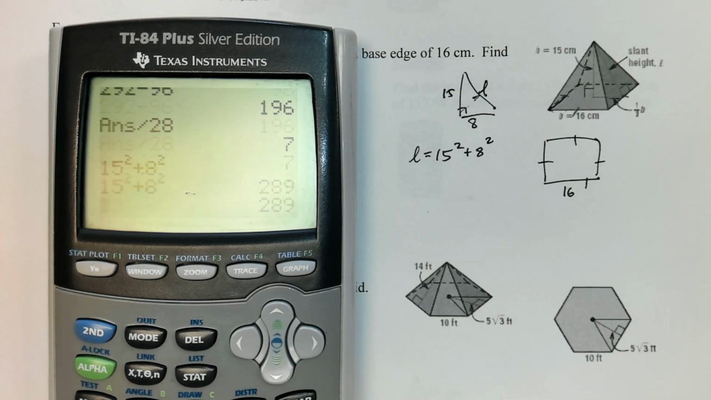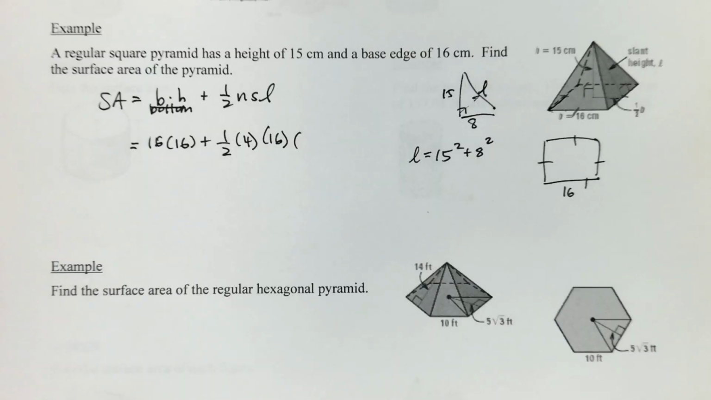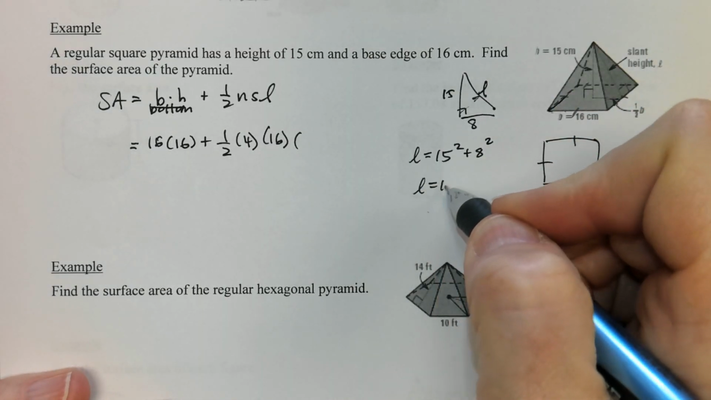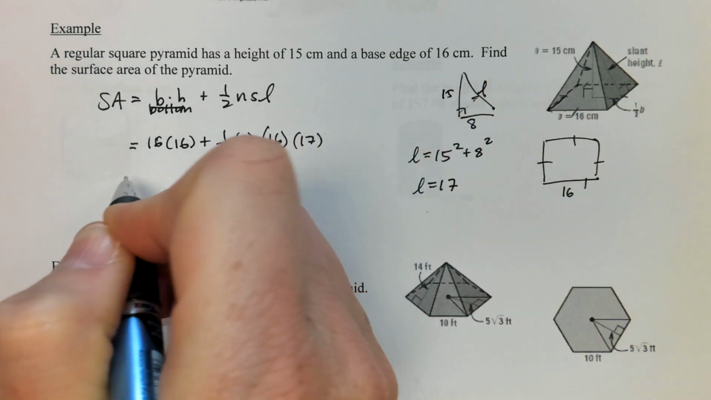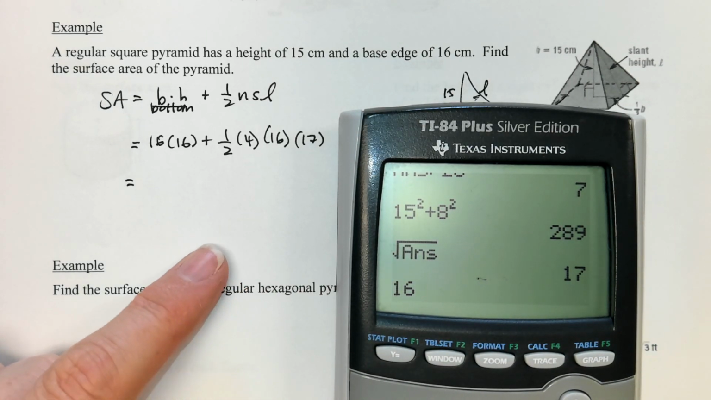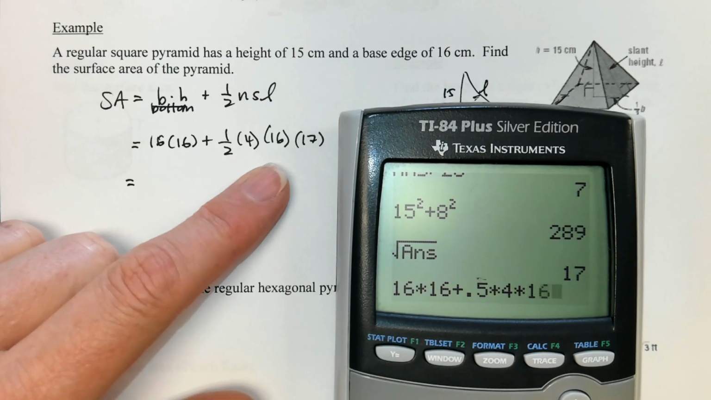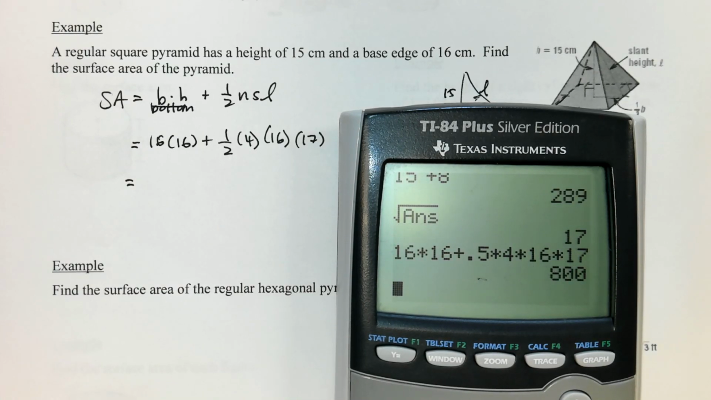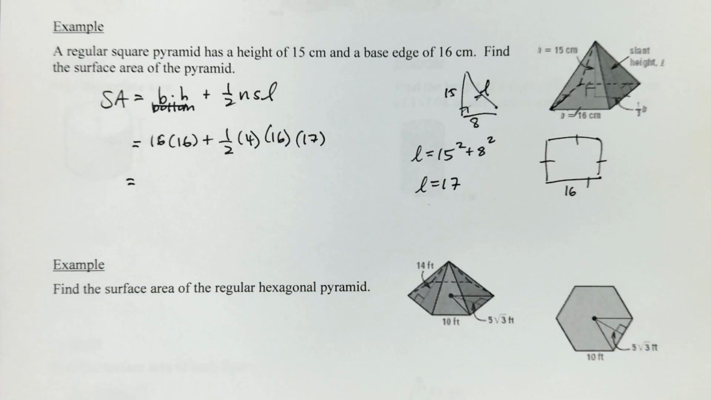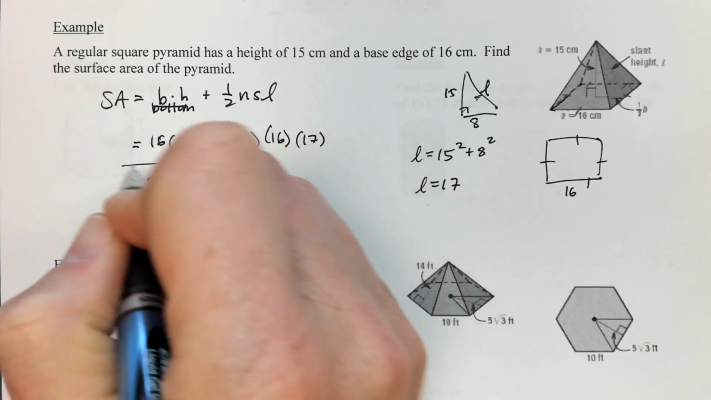Putting those together, I get 289, and then we're going to square root that. So I get 17 is my slant height. So I'm just going to drop that in the formula, and now we're just typing all that in. So it's 16 times 16 plus 0.5 times 4 times 16 times 17. Looks like my surface area is 800 centimeters squared.